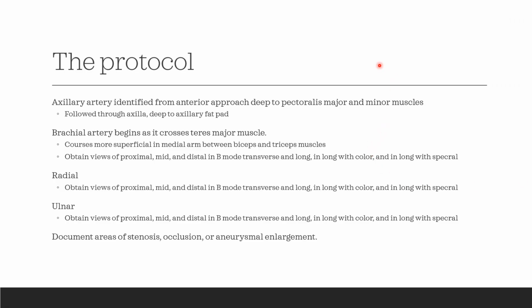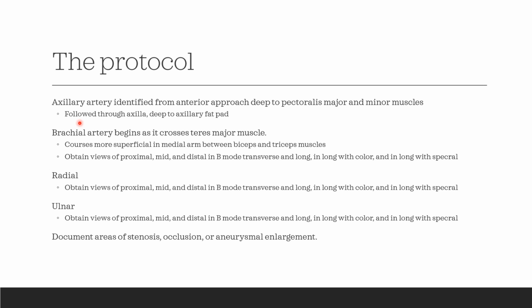Okay. The protocol. As you are completing this exam, you want to make sure that you're following all the protocols. So we talked about how you're beginning with the brachiocephalic or the subclavian. You're going to be following that subclavian laterally. As that subclavian passes over the first rib, then we call it the axillary artery. So at this point, we're going to want to start assessing that axillary in transverse B mode, in long B mode, in long with color, and in long with color and spectral. And then you're going to want to take your peak systolic velocity there.